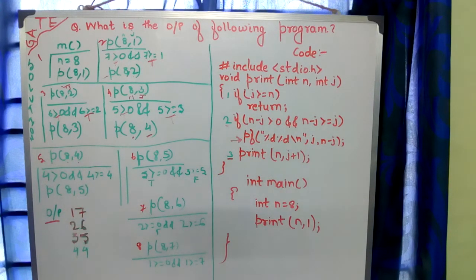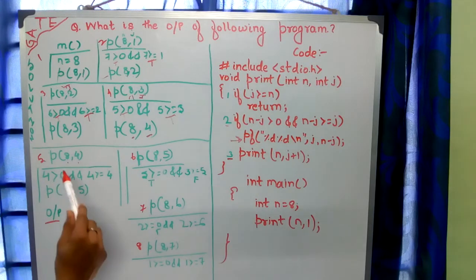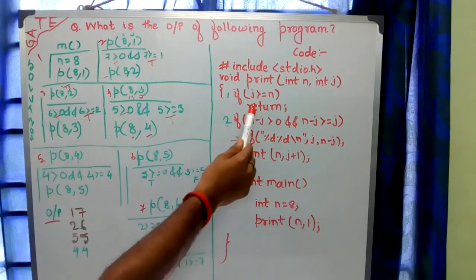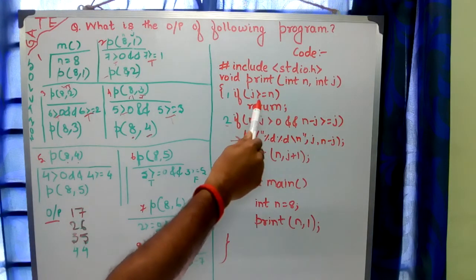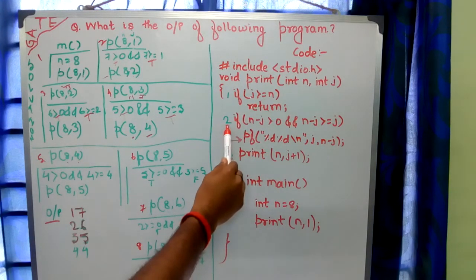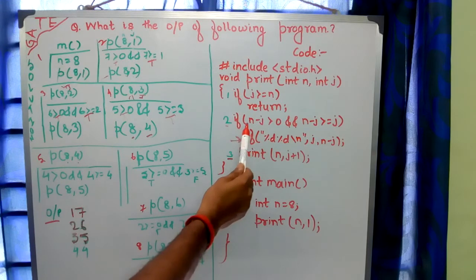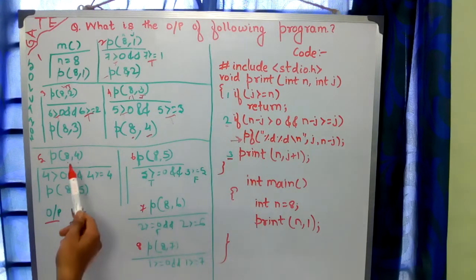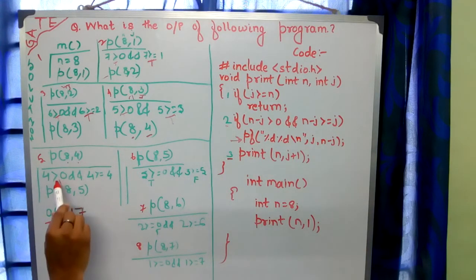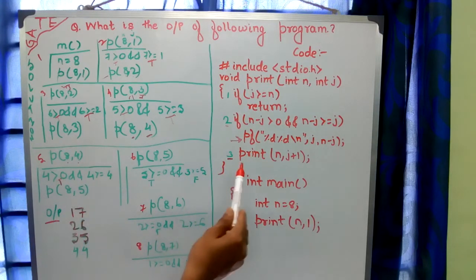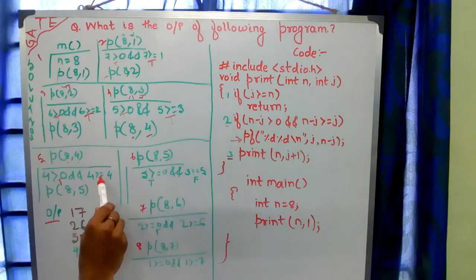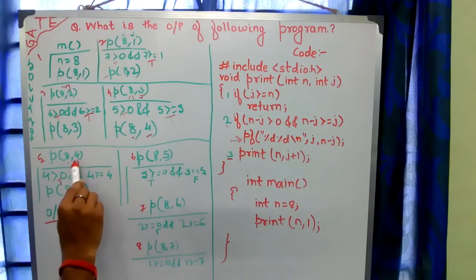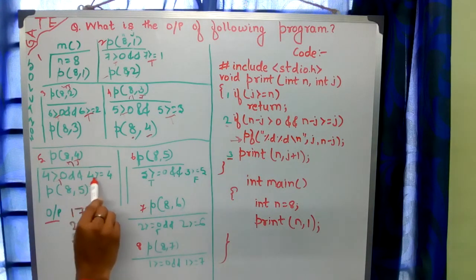Now again coming to the first statement, j is 4 and n is 8. So 4 is greater than or equal to 8, false. It will come to the second statement, n minus j, 8 minus 4 is 4. So this is true, 4 is greater than 0. And coming to the second part, n minus j, which is 4, greater than or equal to j. So 4 is greater than or equal to 4, yes, this is true.